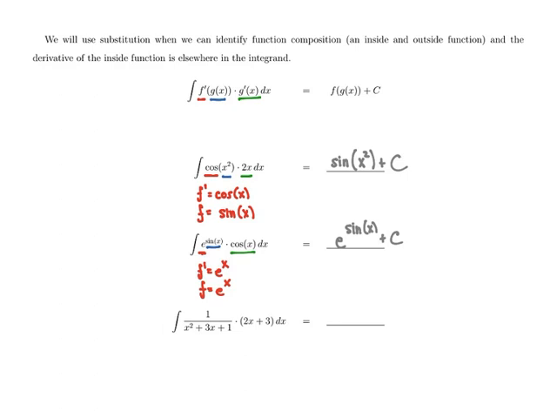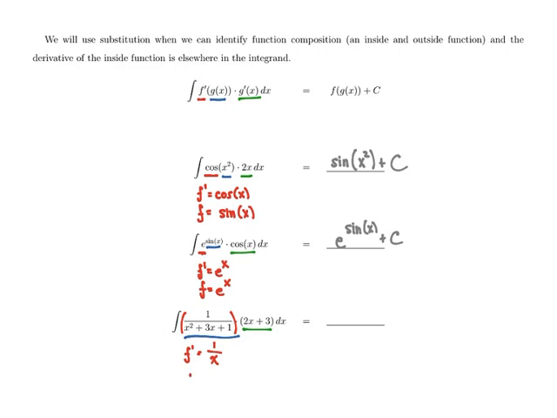One more time, we have this outside function here is going to be 1 over x. It's kind of this whole thing in parentheses. The inside function is just the denominator, x squared plus 3x plus 1, and the derivative of that is 2x plus 3.